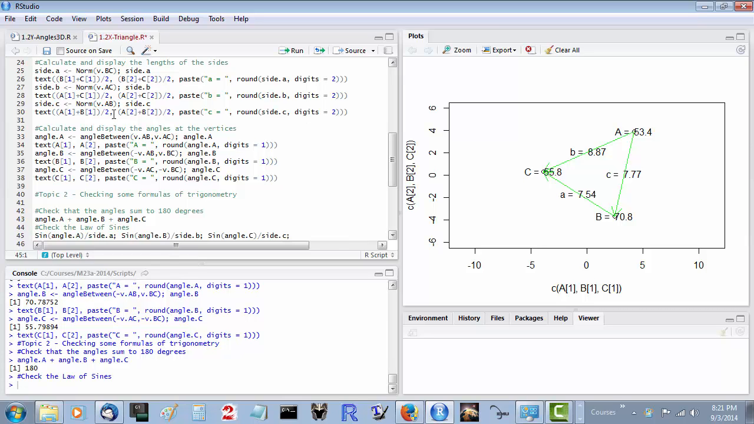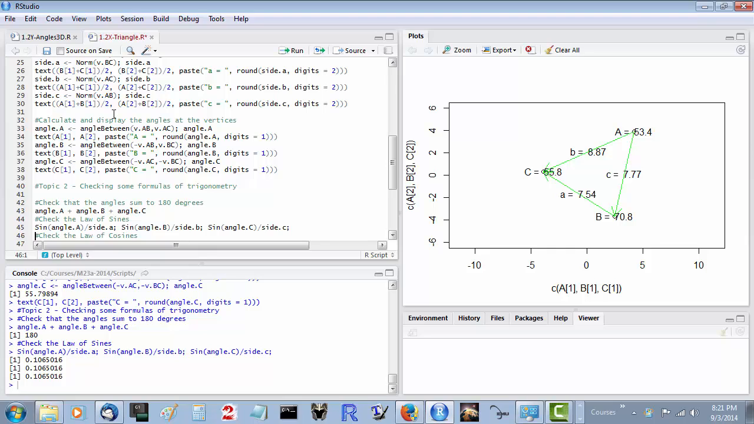Do you remember the law of sines? The law of sines says if you take the ratio of the sine of the angle at each vertex, it's expressed in degrees, so I have to use sine with a capital N, a capital S, to the length of the opposite side. You get the same ratio in each case. Yes, indeed, we got the same ratio 3 times.